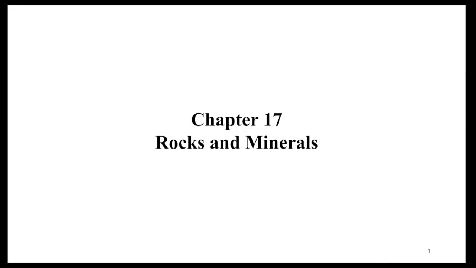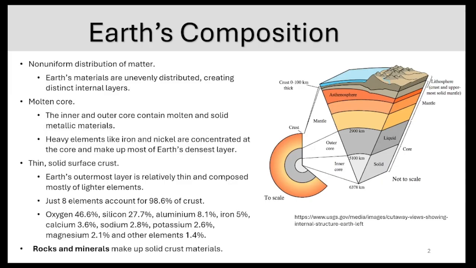Hello everyone. Let's start our next chapter about geology, the study of Earth, and we will be talking about rocks and minerals. To start, let's talk about where all these materials on Earth come from. Our planet is not a uniform ball of matter. It is layered. We can see here in the diagram. This top portion is the surface of Earth, and the bottom portion is the core of the Earth.